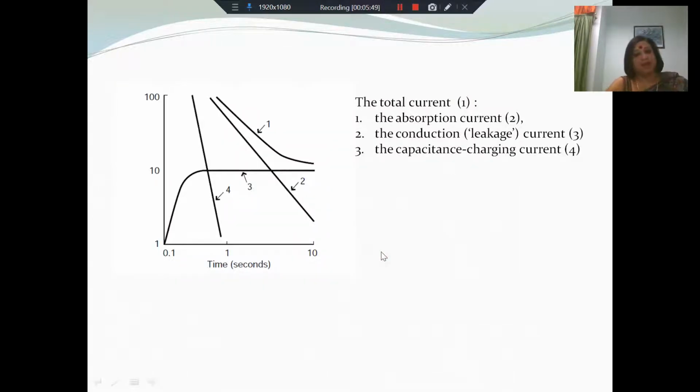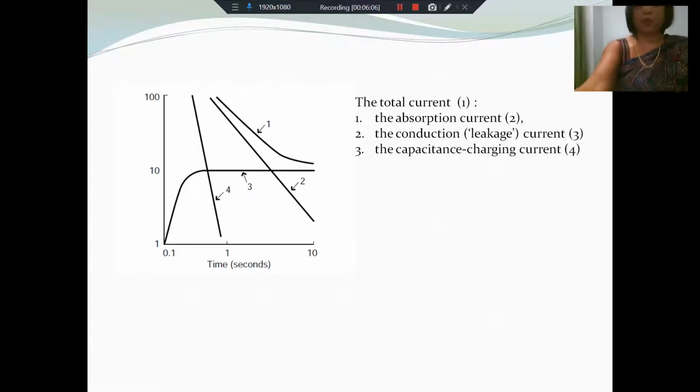Now, if you look at the currents that you expect to flow through the insulation, you will have currents, and from the currents you will estimate the resistance. Even though it is a DC voltage and the voltage is constant, the current will not be constant, because there are various kinds of currents that are operational in an insulation.